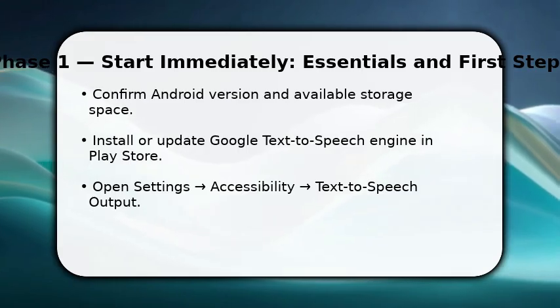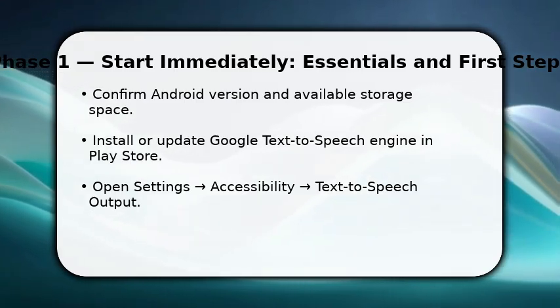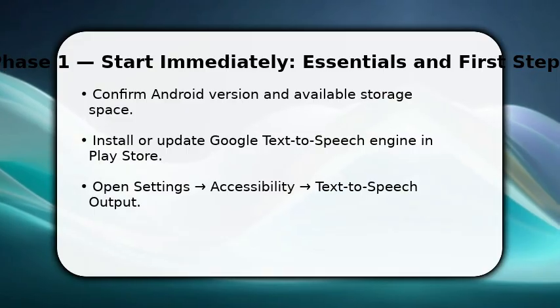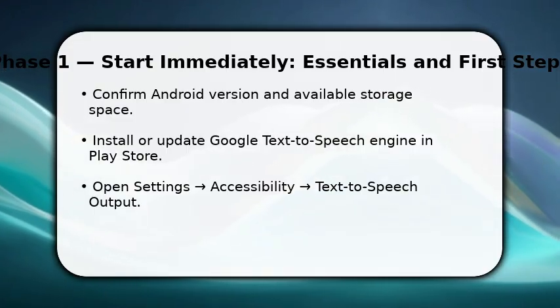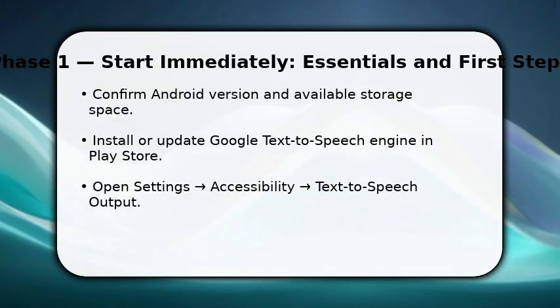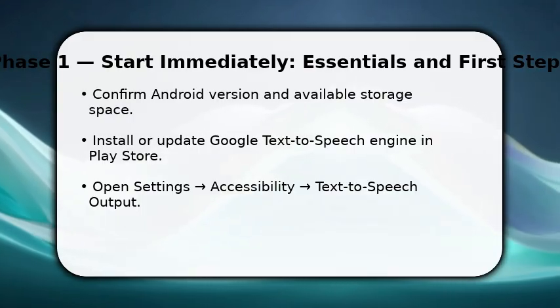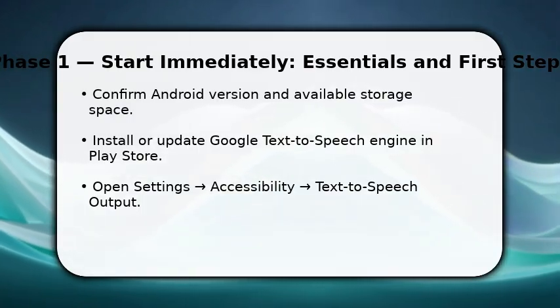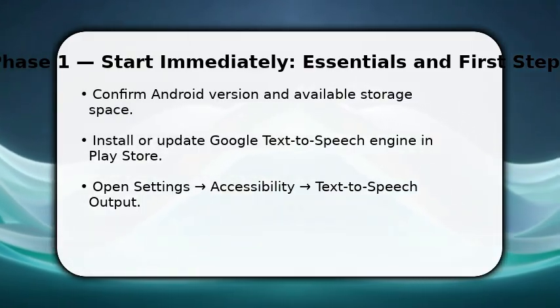Next, open Settings, then Accessibility, then Text-to-Speech Output. This is where you choose the engine. You do this now because picking the engine first prevents conflicts later. Make sure to grant any required permissions so the system can use audio output immediately.